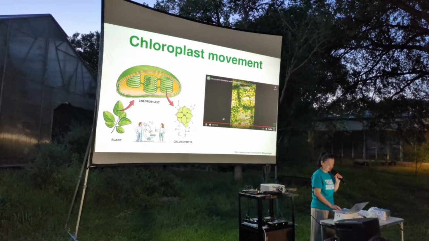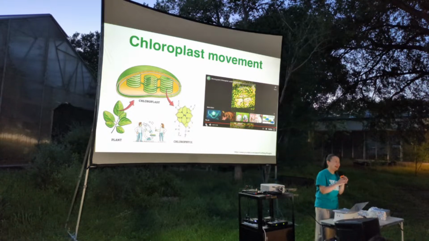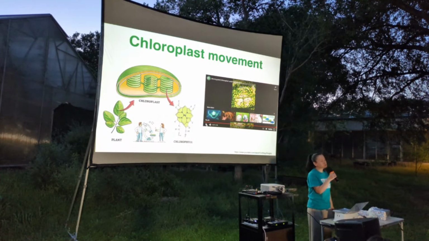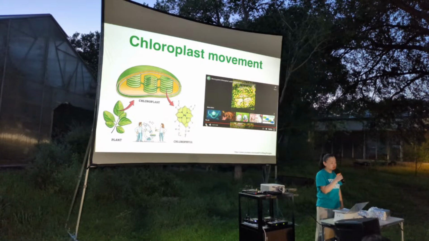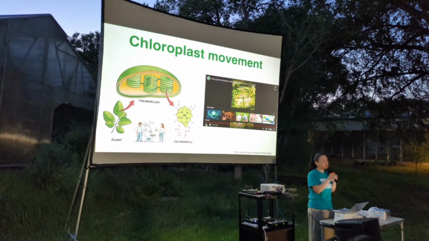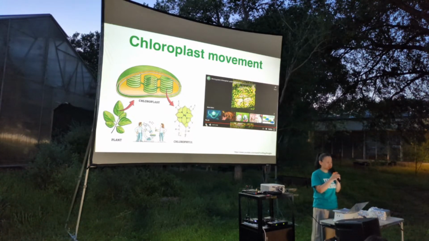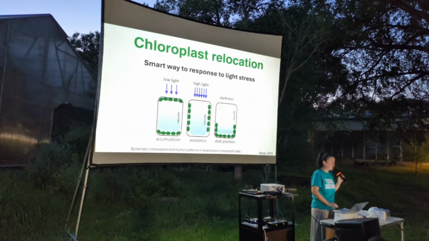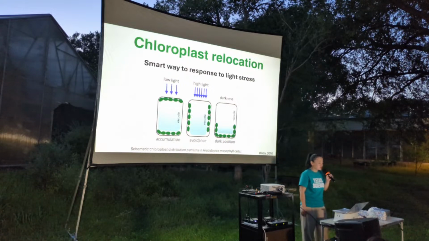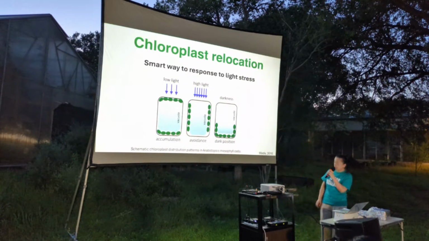Why do they move? Yes, where they are born and how. Actually, in the plant cell, there are some cytoskeletons. They can help those chloroplasts to move, but those movements are actually regulated by light. Let's see how it is regulated by light. Those movements are also called chloroplast relocation.